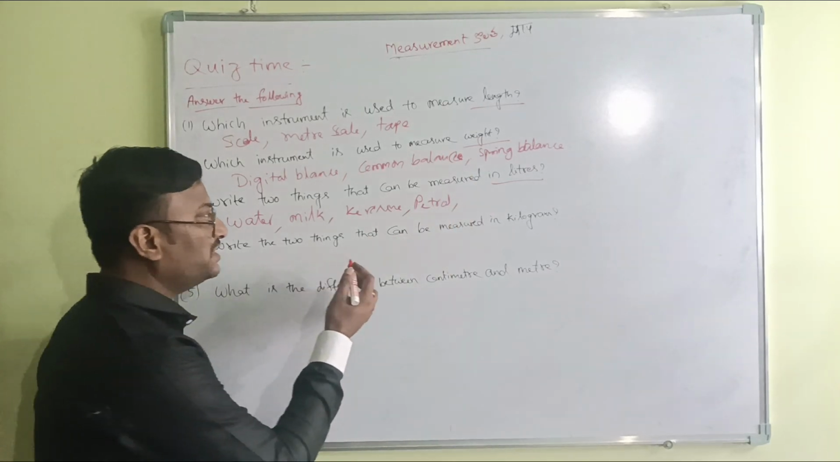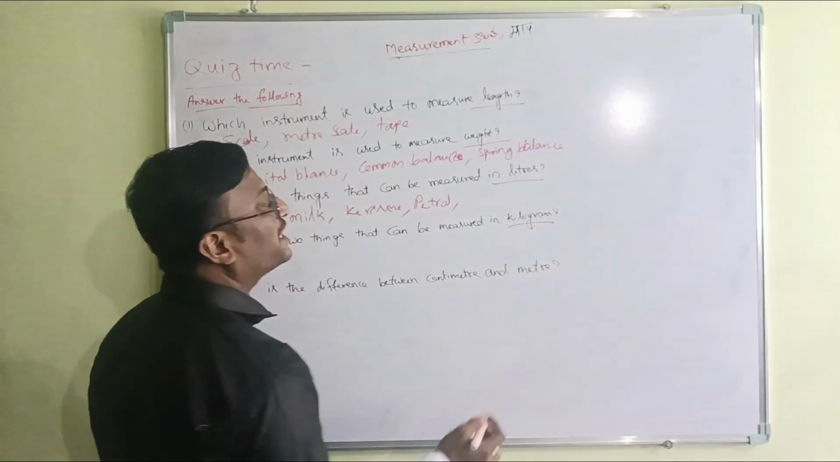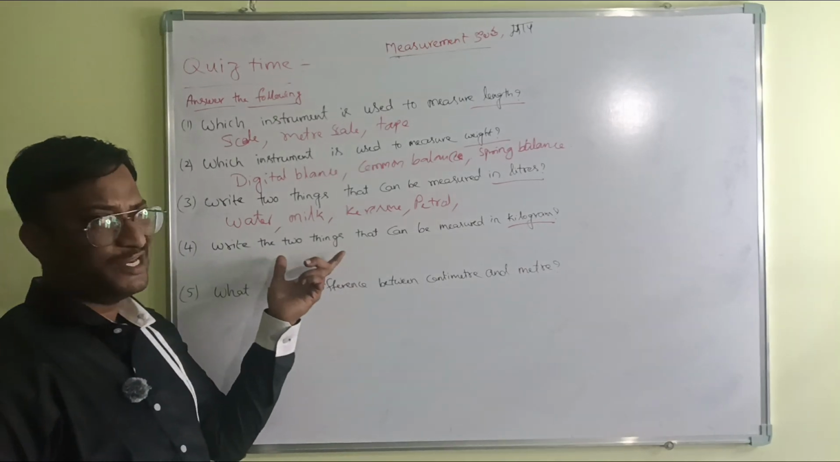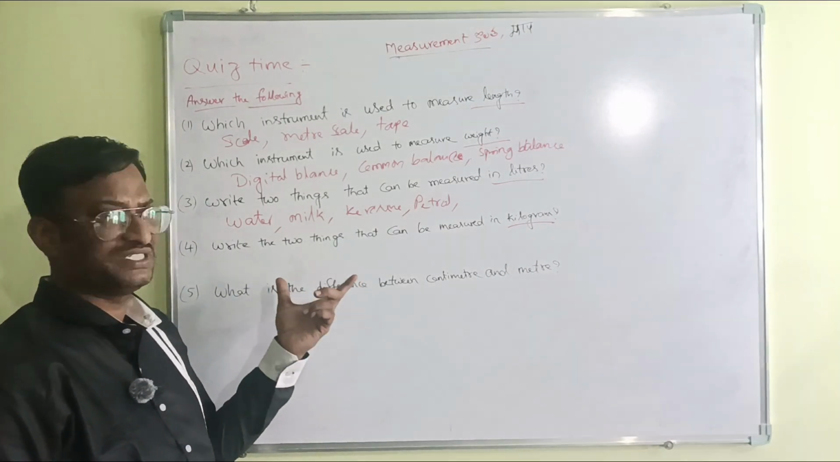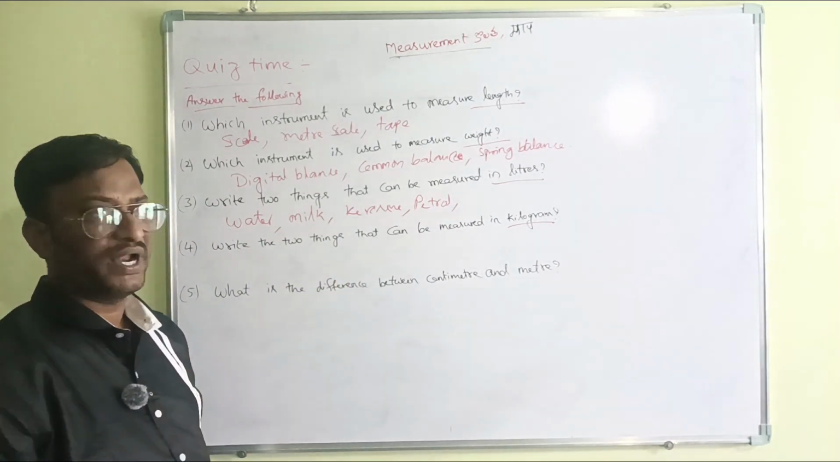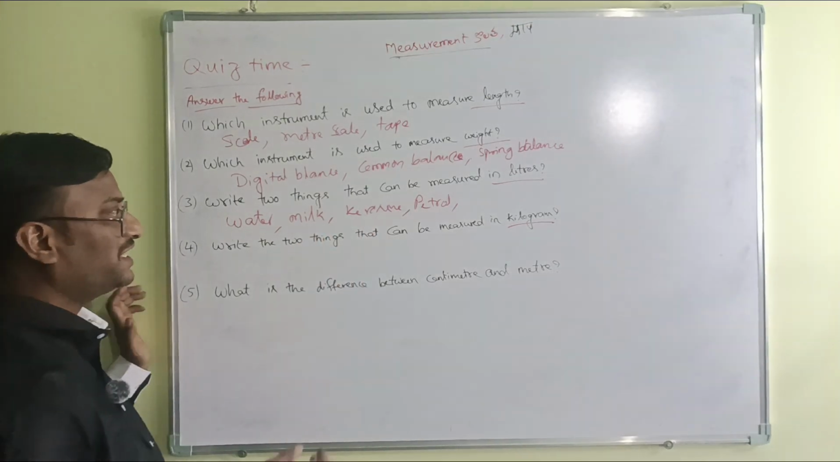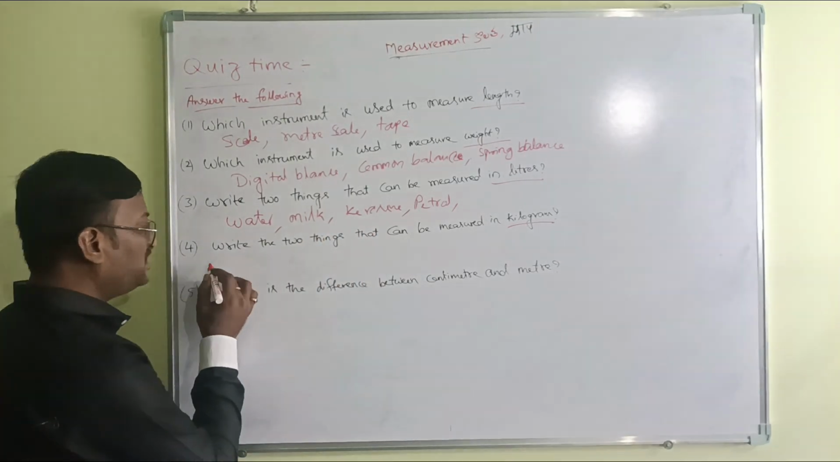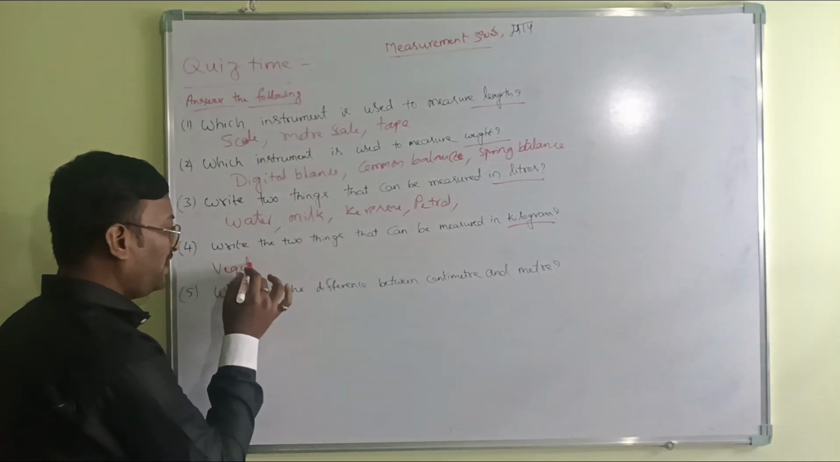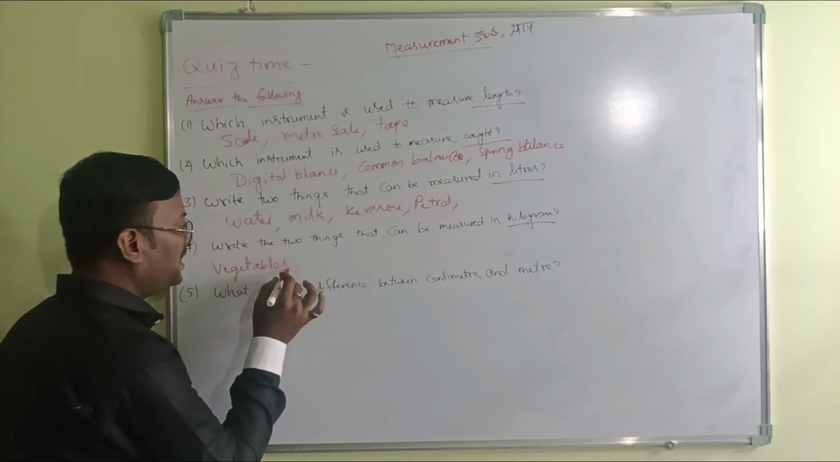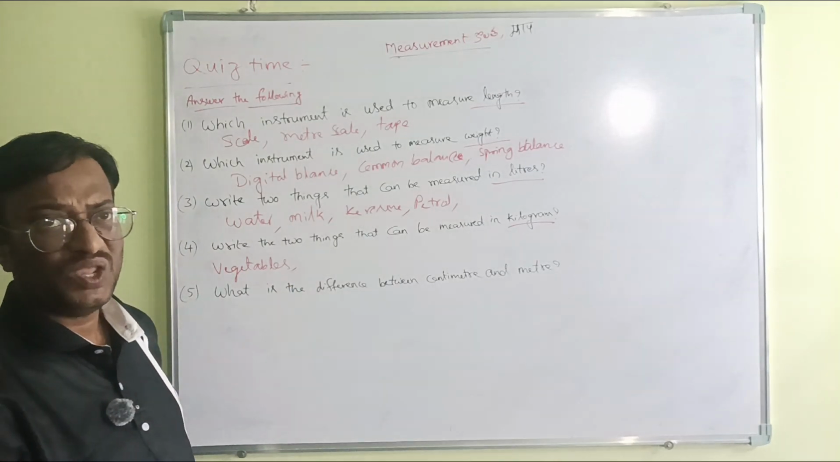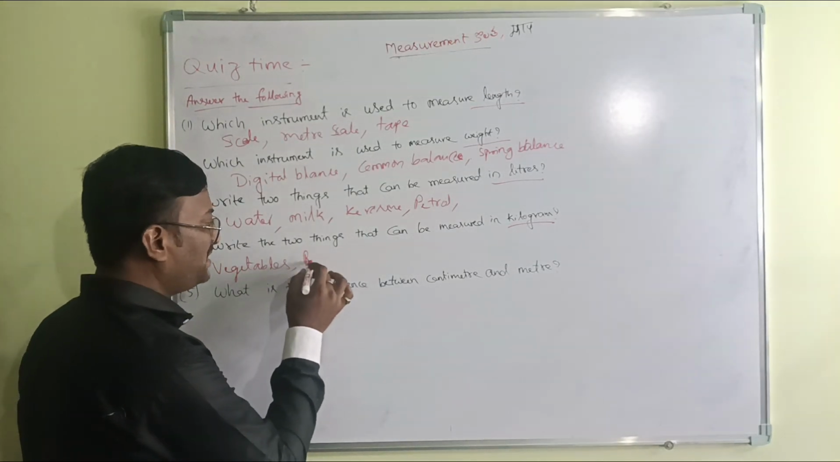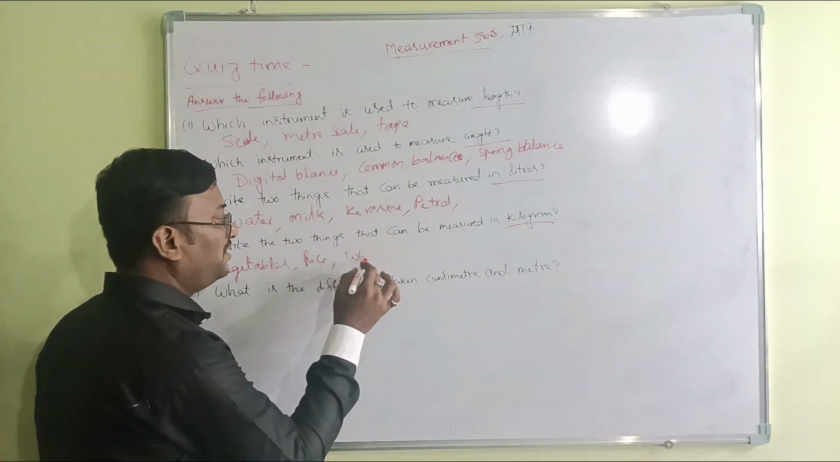Next, write the two things that can be measured in kilograms. If they ask you two things, there is no need to write only two things. You can write more than that if you know, right? Two things that can be measured in kilograms. In kilograms, see, vegetables we can measure, okay? Vegetables can be measured in kilograms. What else? Rice can be measured, wheat can be measured, and so on.